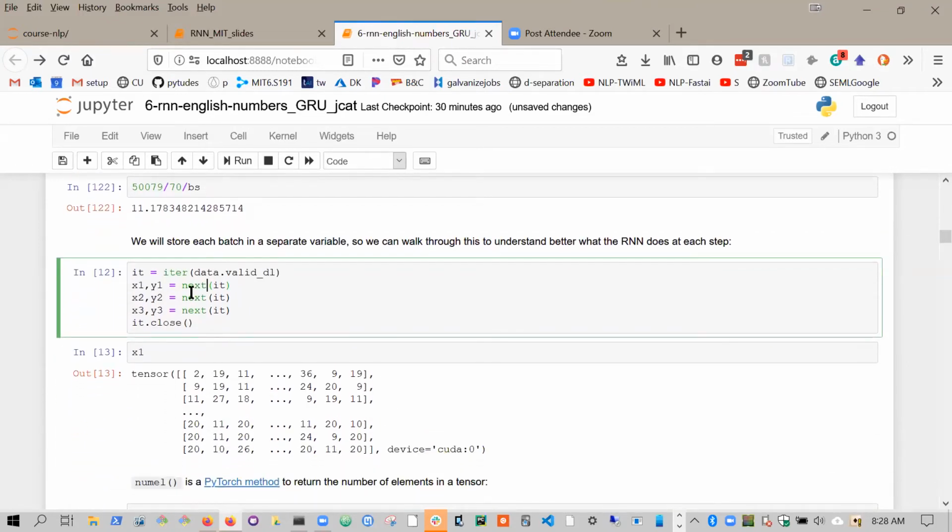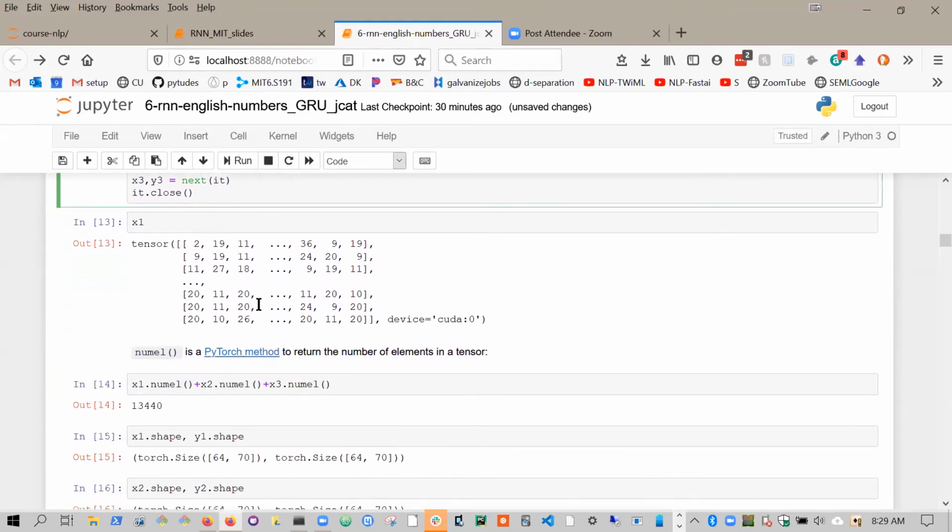So let's see. He builds this batch iterator that pulls a batch from the data loader. Whenever you do next of IT, where IT is the iterator, next of IT pulls out a batch. And so he just pulled out 3 batches: X1, Y1, X2, Y2, and X3, Y3.